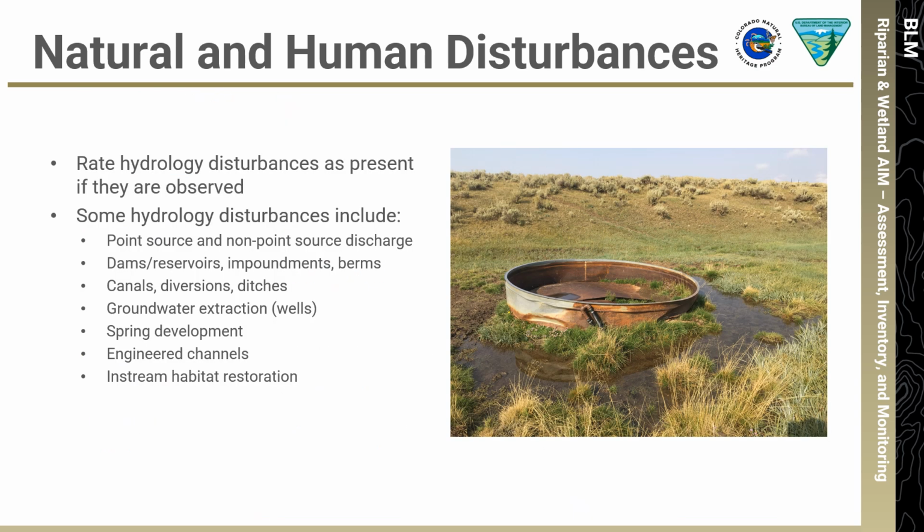Exceptions to the evaluation process include disturbances to hydrology. Disturbances to hydrology are rated present or absent only because their scope and degree can be difficult to determine. A full list of hydrology disturbances can be found in Table 9. Some examples of hydrology disturbances include dams, reservoirs, canals, and in-stream habitat restoration.